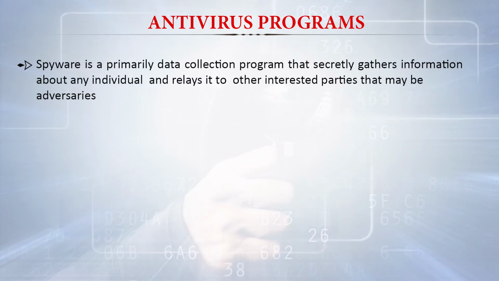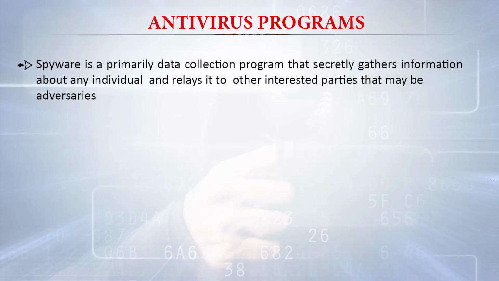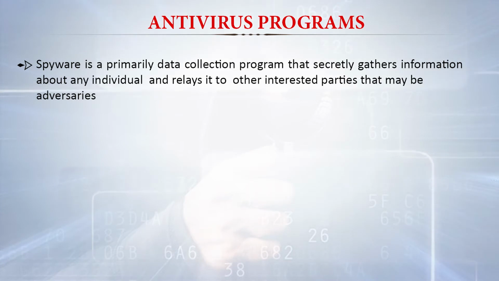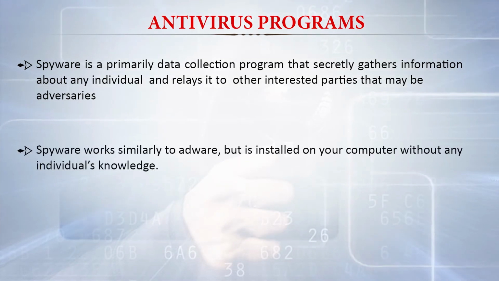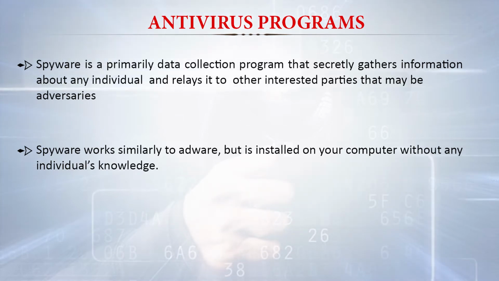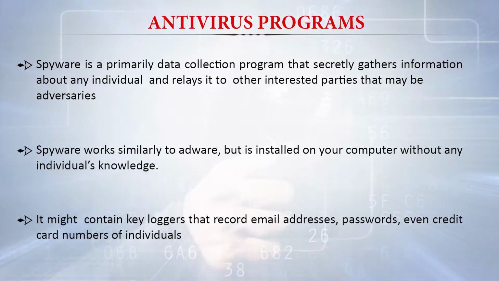Let's move to antivirus software. The two terms I have used, what do we call them? Spyware. Spyware is primarily a data collection program that secretly gathers information about an individual and relays it to other interested parties that may be adversaries to these organizations. Spyware works similarly to adware, but is installed on your computer without the individual's knowledge. It might contain keyloggers that record email addresses, passwords, even credit card numbers of individuals. So spyware is a bit different from viruses which harm your system.